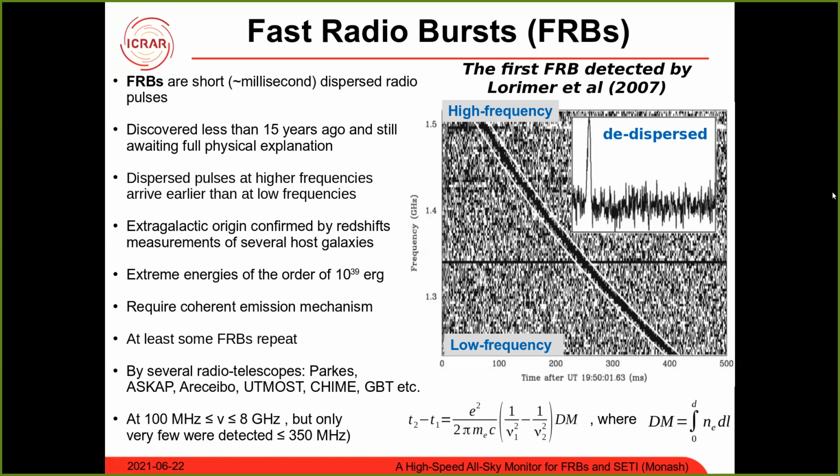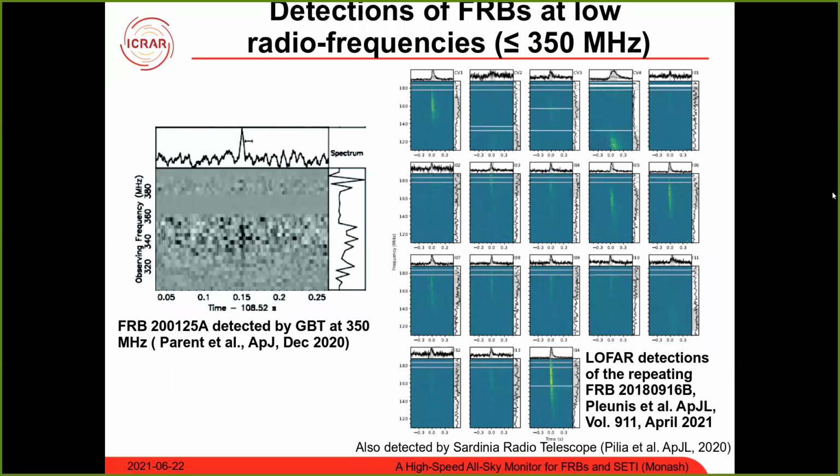What I would like to point out is that up until very recently, basically last year, there were no FRB detections below 350 megahertz. However, last year we did have at least the first publications about these detections. One FRB was detected by the Green Bank Telescope, GBT, at 350 megahertz. This is the image shown on the left. This was FRB 20200125A. Not a very bright one, I must say, quite a weak source.